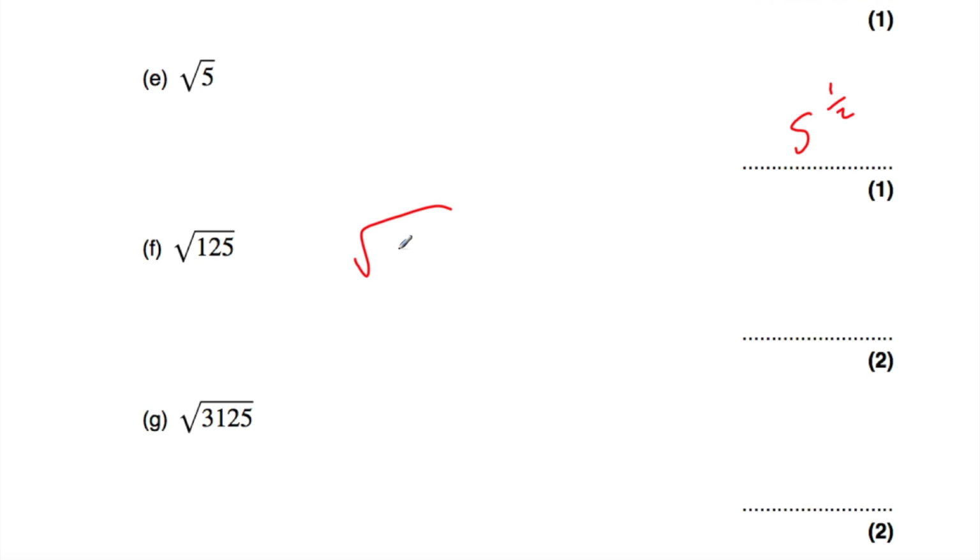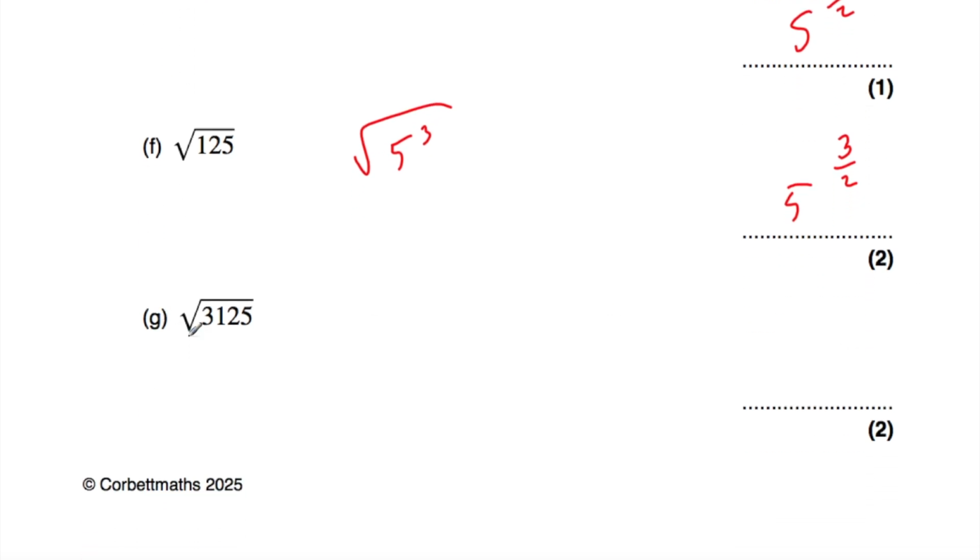Okay, our next one, f, the square root of 125. Well, that's the square root of 5 cubed, because 5 cubed is 125. So we've got a square root and we've got a cubing. So that'll be 5 to the power of 3 over 2, because we were square rooting and cubing. And remember, it doesn't matter what order you do these in. If I wanted to work out 5 to the power of 3 halves, I could square root it and then cube the answer, or I could cube the 5 first of all and then square root it. So the square root of 125 as a power of 5 would be 5 to the power of 3 over 2.